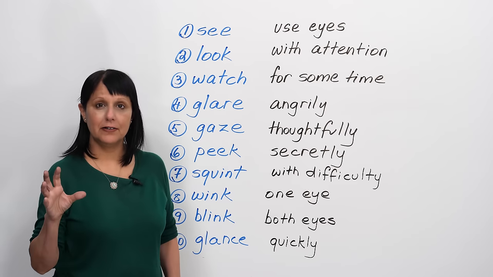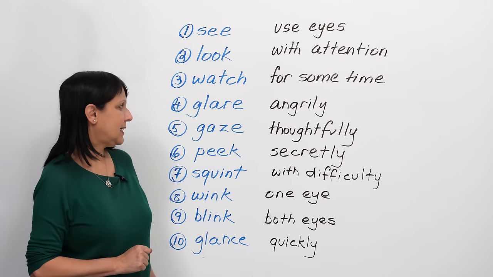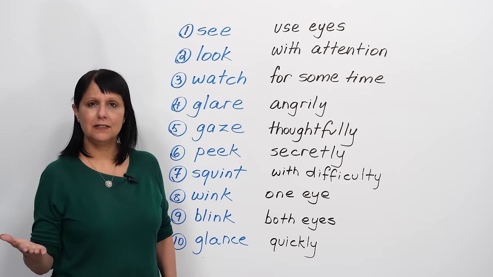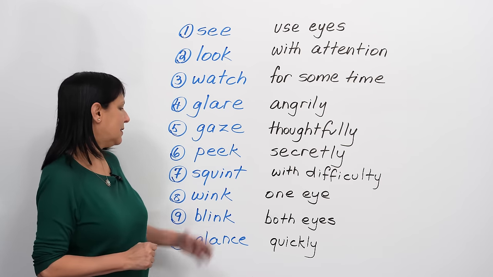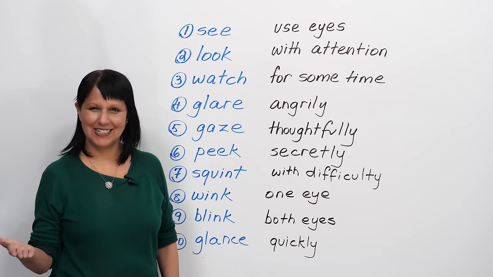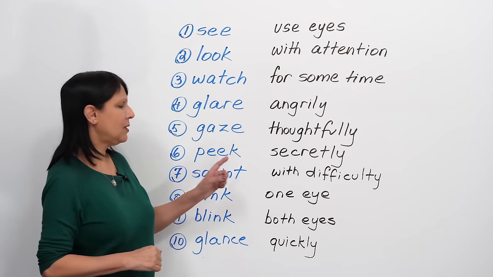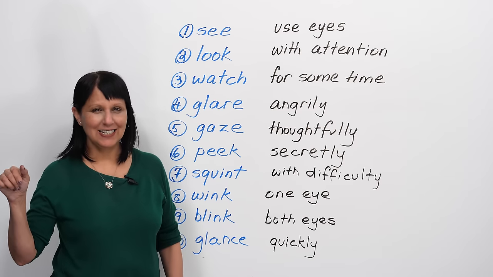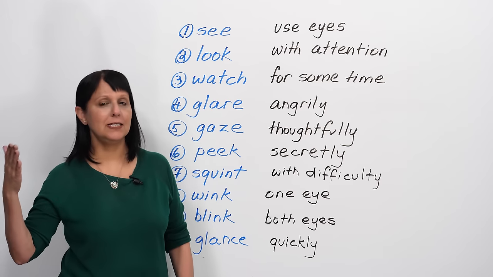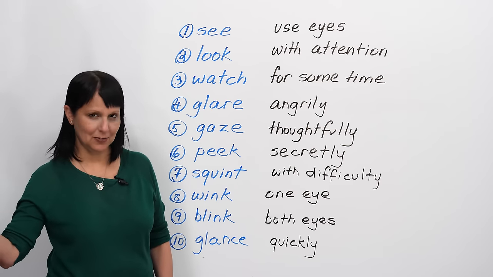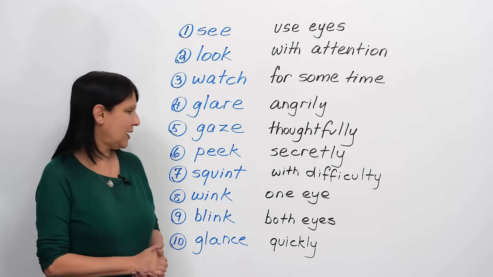Glare, glared, has a D sound at the end. Gaze, gazed, also with a D sound. Peek, peeked. It also has a T sound. Even though a lot of our regular verbs end with ED, we don't always say them like a D, right? We can say a T sound, a D sound, or a stronger ID sound, okay? That's another lesson, but pay attention to how you pronounce these for now.